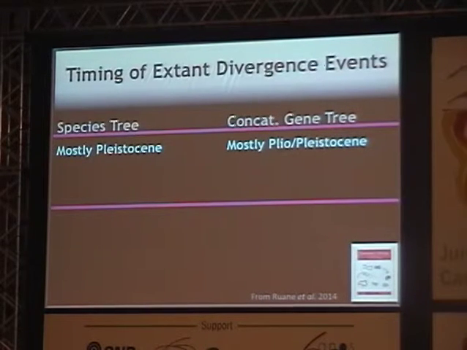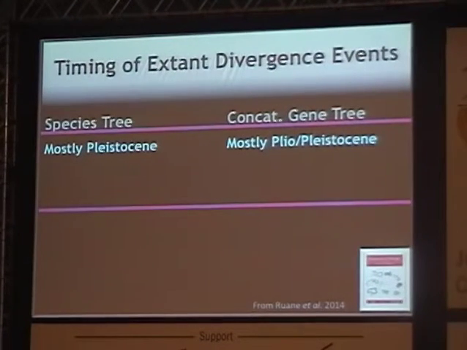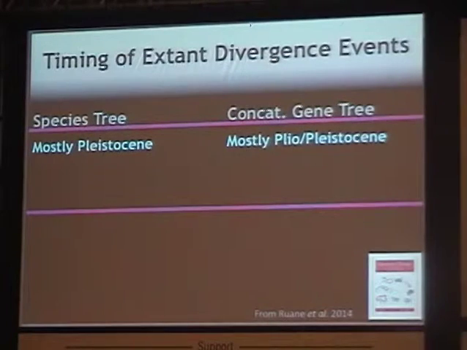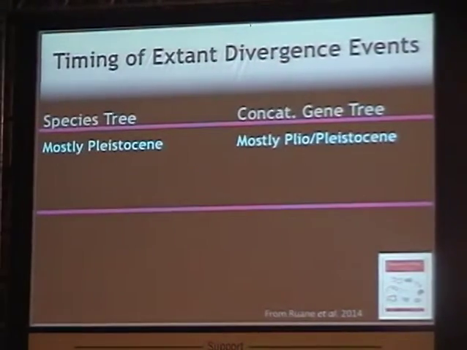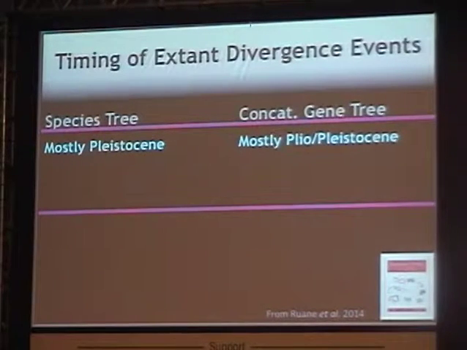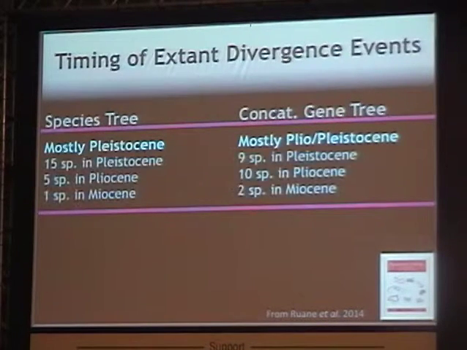And I know I mentioned that these prior studies had a lot of Miocene divergence events, but keep in mind I've now added an additional 6 species to that tree, and they're a little bit younger anyway. So you're going to have that push closer to the present, even in the concatenated gene tree a little bit. So it's not a direct comparison to that older study because there's just more taxa here. And if we look at how this really breaks down, we have almost twice as many divergences in the Pleistocene for the species tree when compared to that concatenated gene tree.